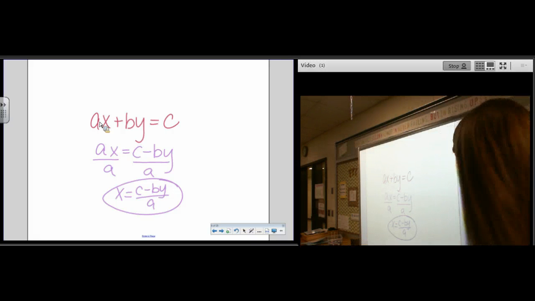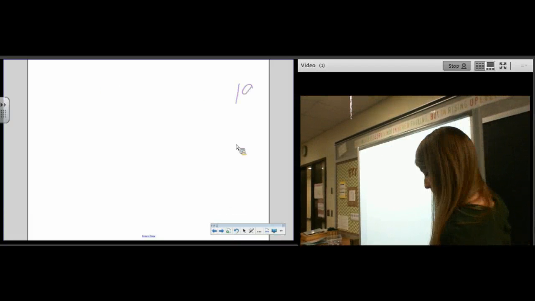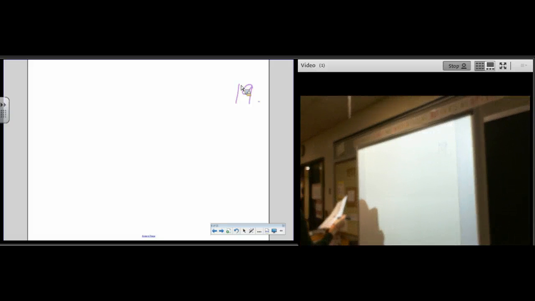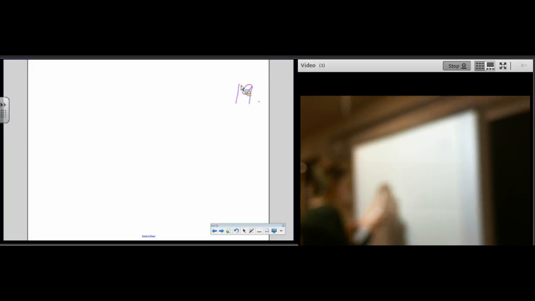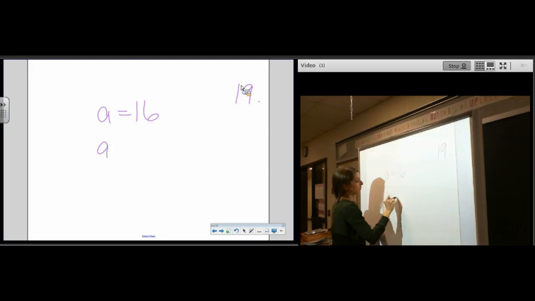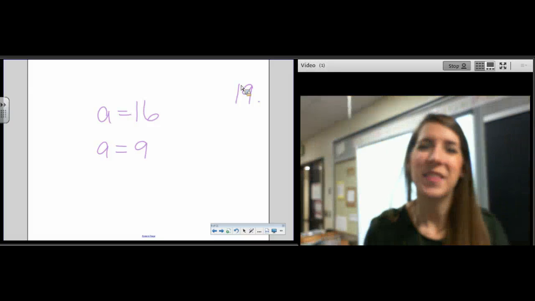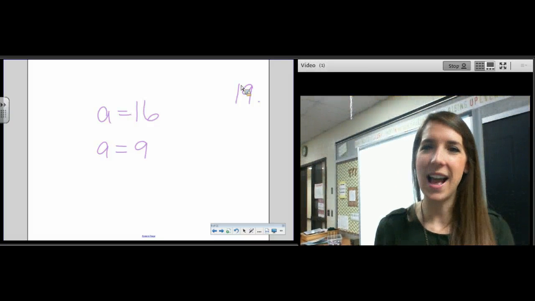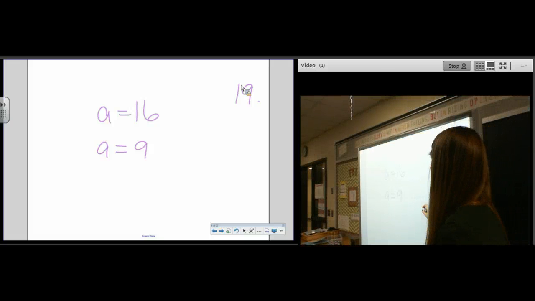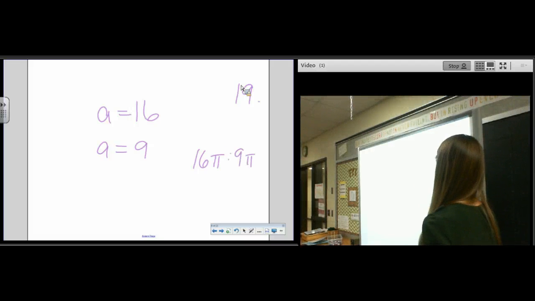Okay, next one you asked about was 19. The areas of 2 circles are in the ratio of 16 to 9. Find the ratio of their radii. So I give you the area. And this problem comes from today's lesson because that doesn't have a pi in it. That's not the area. The ratio is 16 to 9. So let's say the area was 16 pi to 9 pi. The pi's would cancel.